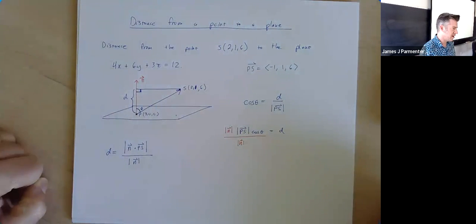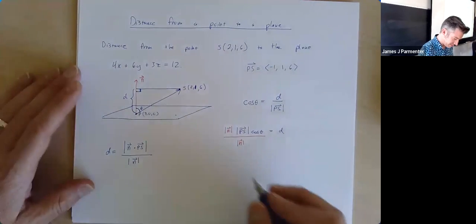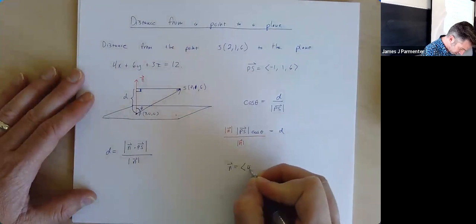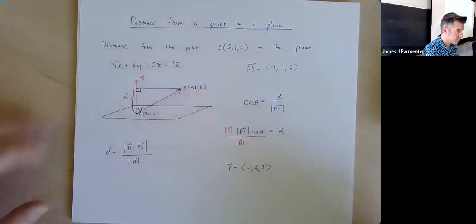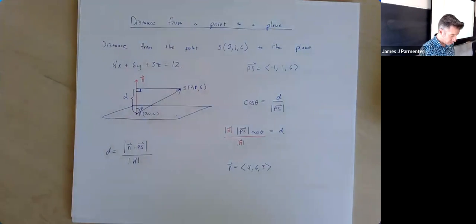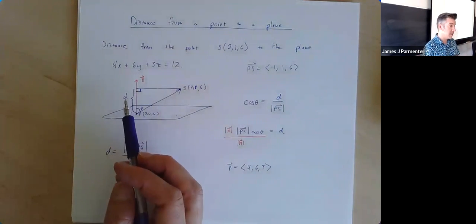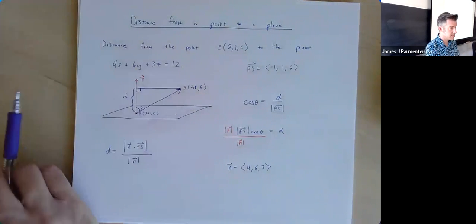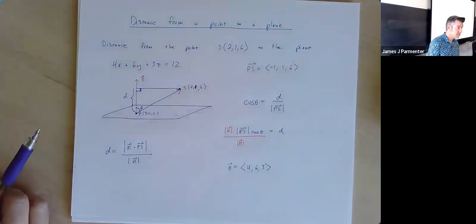What is the normal vector here? You know it. You guys, you don't have to say it, but I know you know it. The normal vector here is 4, 6, 3. Or more generally, whenever you have a vector that's normal to a plane, the components are always just the coefficients of X, Y, and Z. Always works out that way.